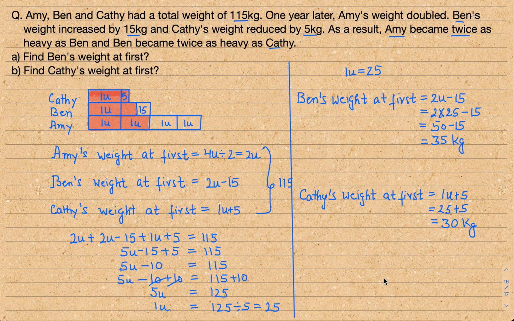So let's write our final answer quickly. Part A is Ben's weight at first was 35 kg. And how about Kathy's weight? She was 30 kg. So that's the solution of this question.